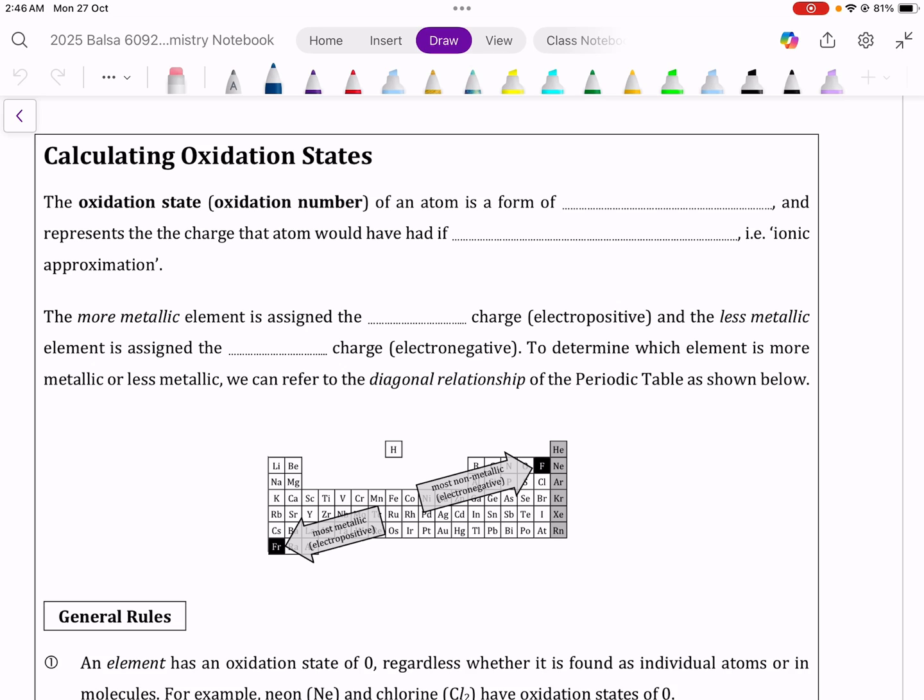Okay, so oxidation state, or oxidation number of an atom, is a form of what we call electron bookkeeping. So it's a way of keeping track of the electron movement.